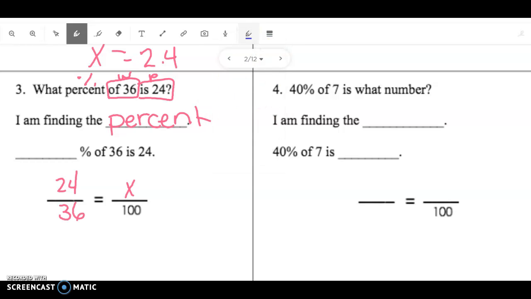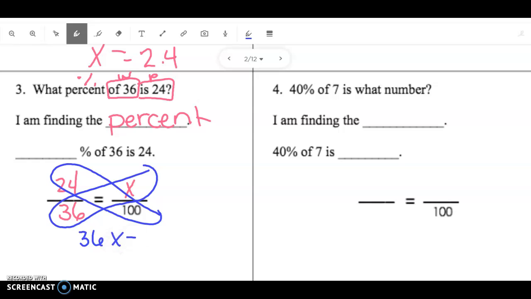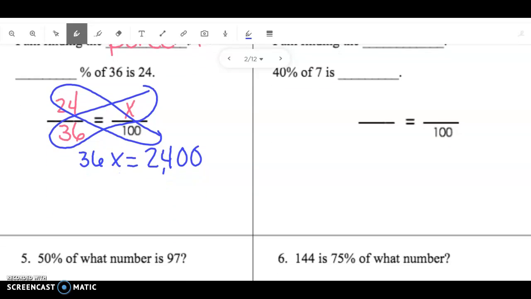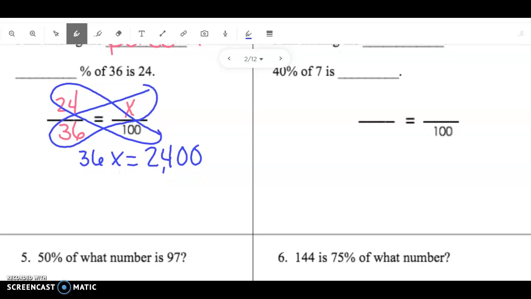All right, so we're all set up. Next step is cross multiplying. So we're going to do 36 times x and 24 times 100. So 36x is equal to 2,400. That means we're going to have to divide 2,400 by 36.